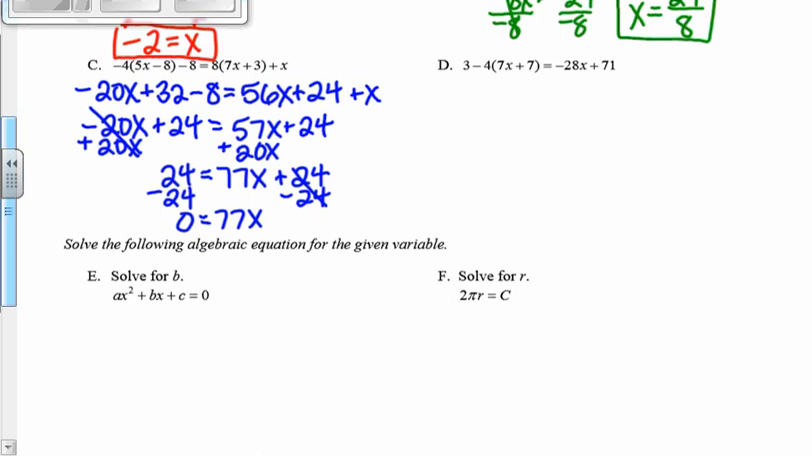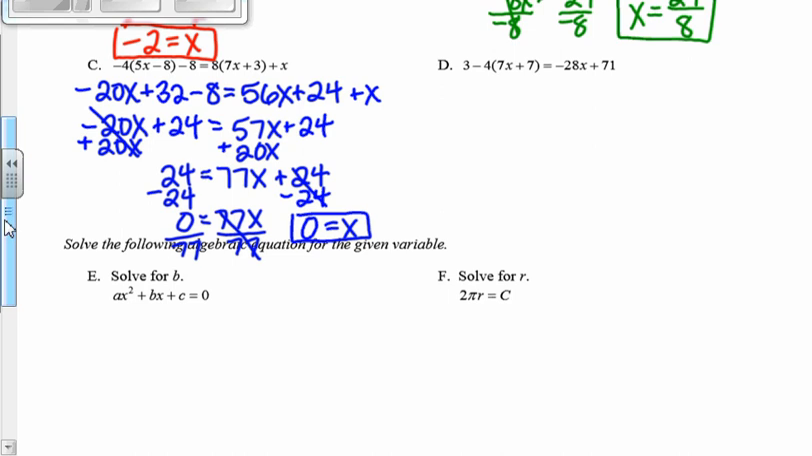So to get this x by itself, what do I have to do? Divide both sides by 77. 0 divided by 77 is just 0. So this isn't no solution, it's saying x equals 0. Different.